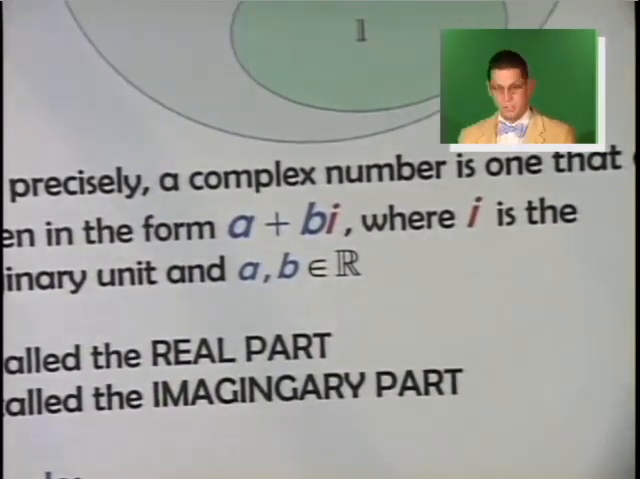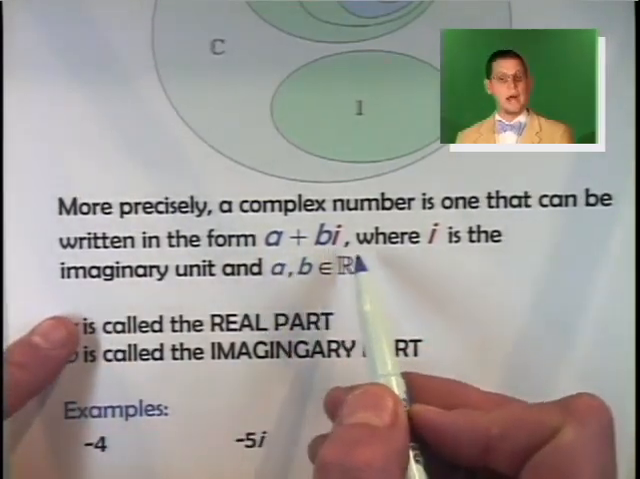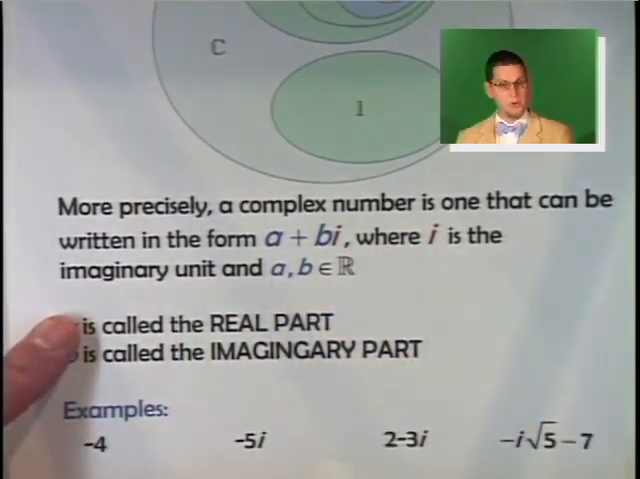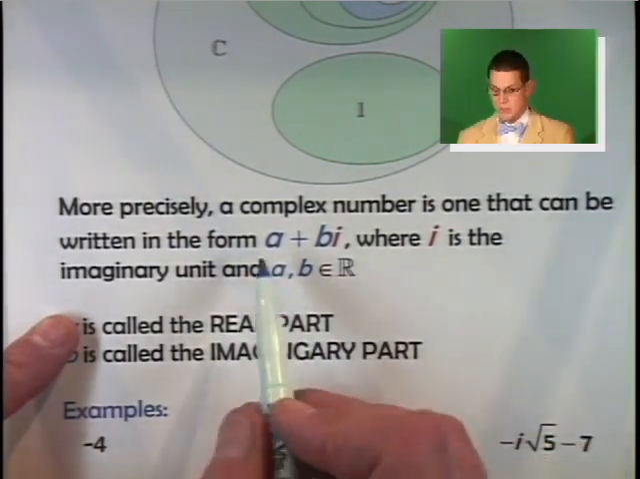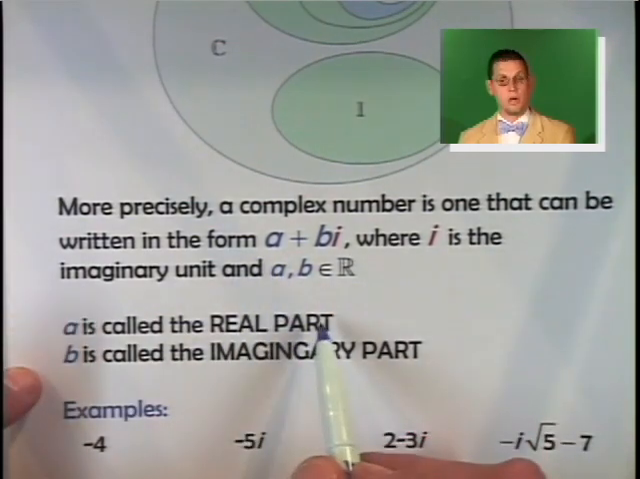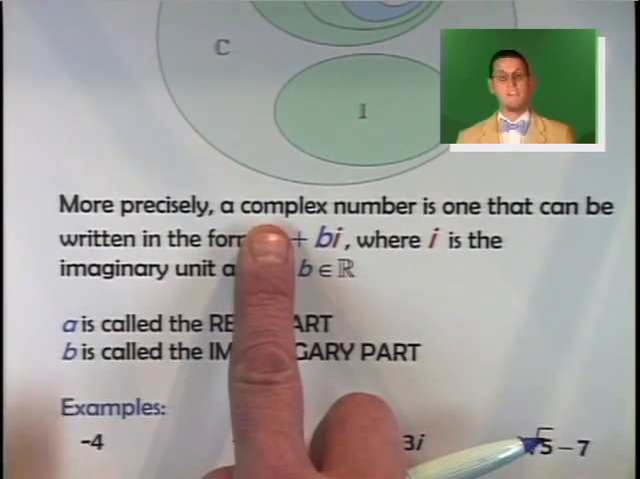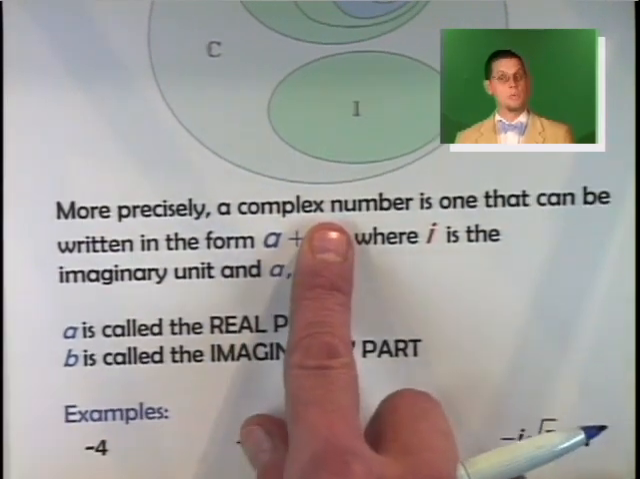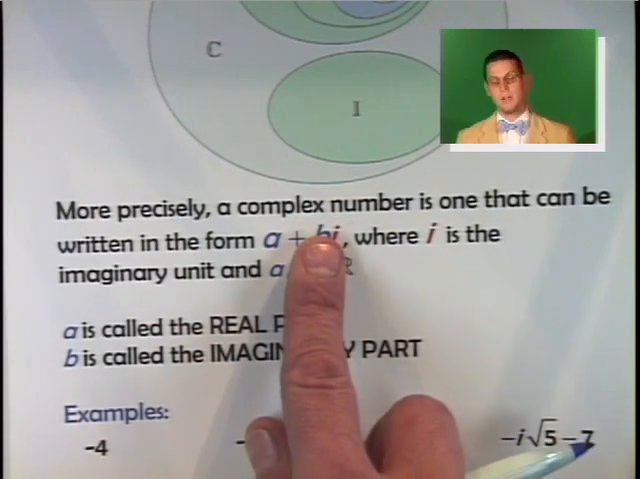So here's the definition. A complex number is anything that can be written in the form a plus bi, where i is the imaginary unit, the square root of negative 1, and a and b are real numbers. a is going to be called the real part, and b is going to be called the imaginary part. So if a is 0, we have a strictly imaginary number. If b is 0, we have a strictly real number. But we can also have a and b being non-zero, and then we have a complex number.